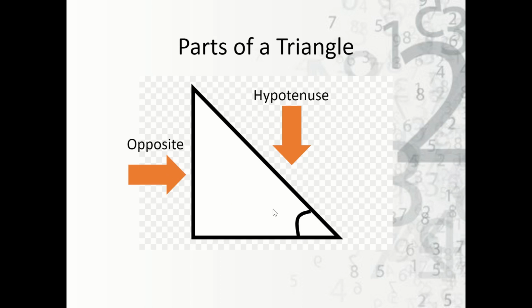is considered the opposite angle. So notice it's the side that's opposite of where this angle is located. If we drew an arrow from it, it would go straight to this side. So that's the opposite. And the side right next to it we call the adjacent side. So we have hypotenuse, we have opposite, and we have adjacent.